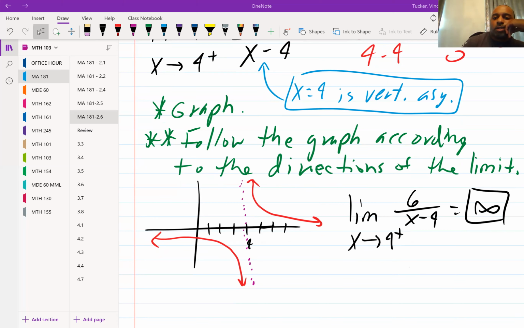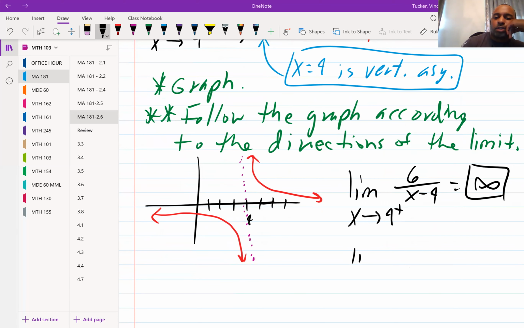All right. And then also, just for notes purposes, if I was doing 4 from the left side, that would be negative infinity.